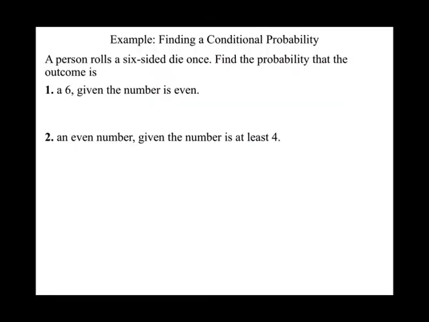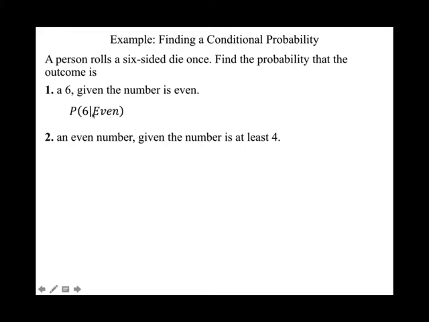Okay, next example. Finding a conditional probability. A person rolls a 6-sided die once. Find the probability that the outcome is 6, given that the number is even. When you see given that, or under the situation, this is talking about conditional probability. So first, write it this way: probability of 6, this is what we're looking for, under the situation that the number is even.